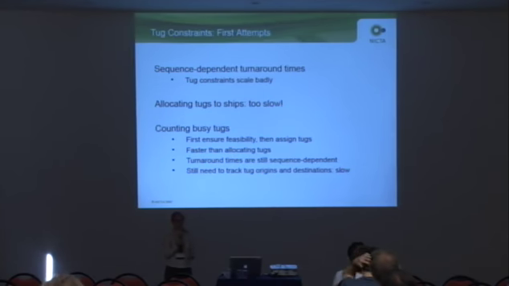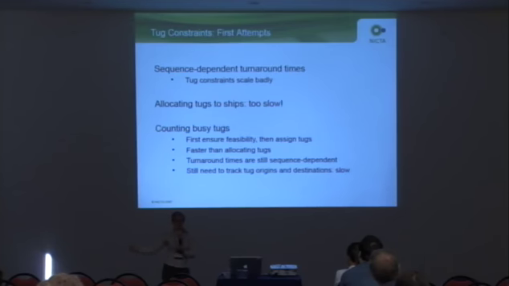But when we tried to implement them, it turned out the tug constraints scale really, really badly. Because the duration of time that a tug is busy depends both on the first ship it works on and on the ship it's going to work on next. So if a tug works on an outbound ship and then switches to an inbound ship, the duration of time that it's busy is only as long as it takes the outbound ship to leave. But if it works on an outbound ship and then has to go to another outbound ship, then it has to first travel all the way back into port.